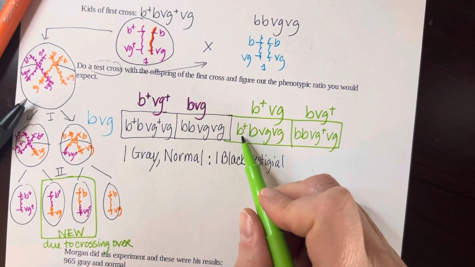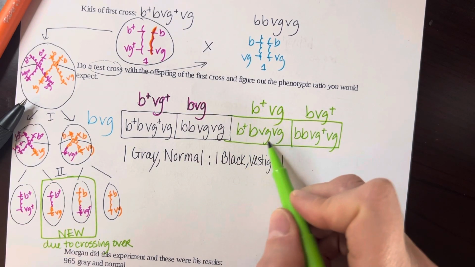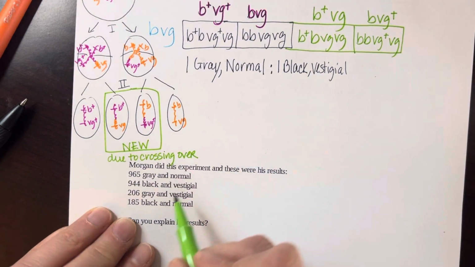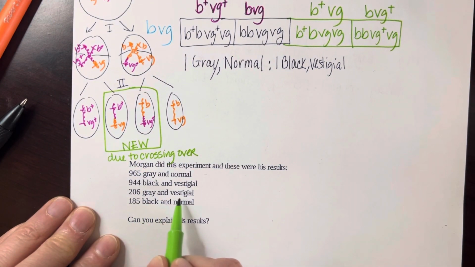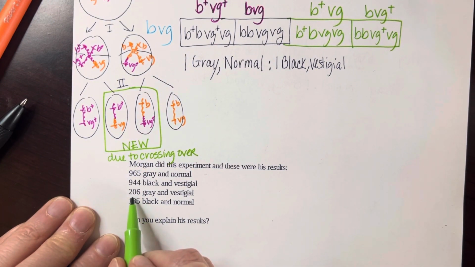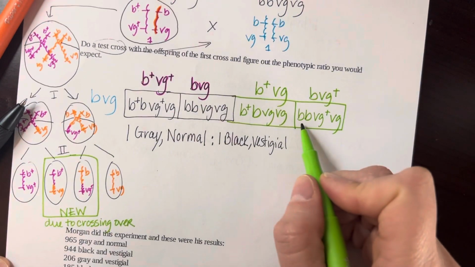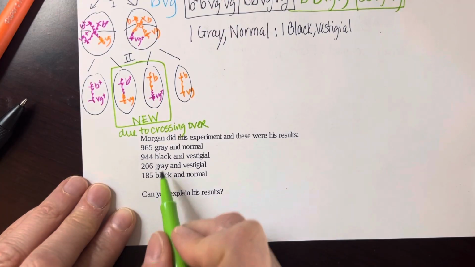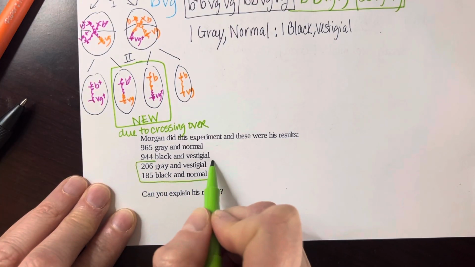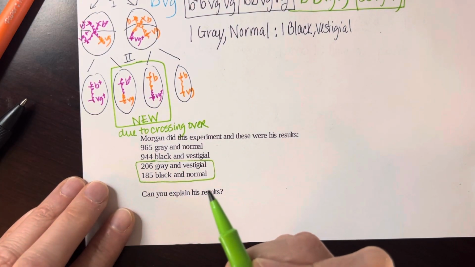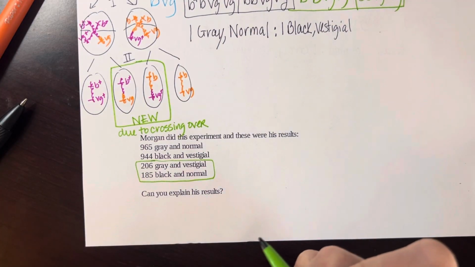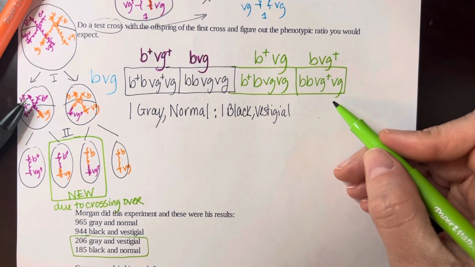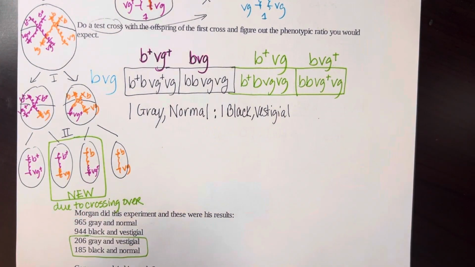This one would be gray and vestigial wings. And look at here, that's this one here, gray and vestigial wings. Got a little bit, 206. And then this one would be black and normal wings. That's these guys here. So these guys right here are new due to crossing over.